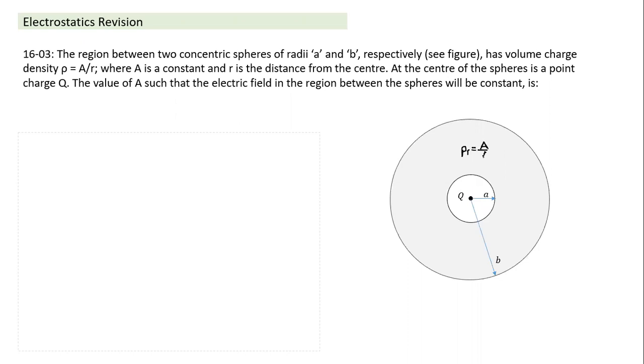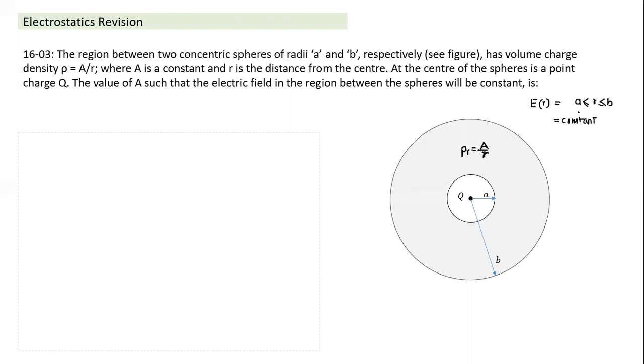So as the distance increases, the volumetric charge density is decreasing here. So we need to find what is the value of A such that the electric field in the region between the sphere is constant. So basically E, for which region? For r varying from A to B, E is constant. So what is the value of A?